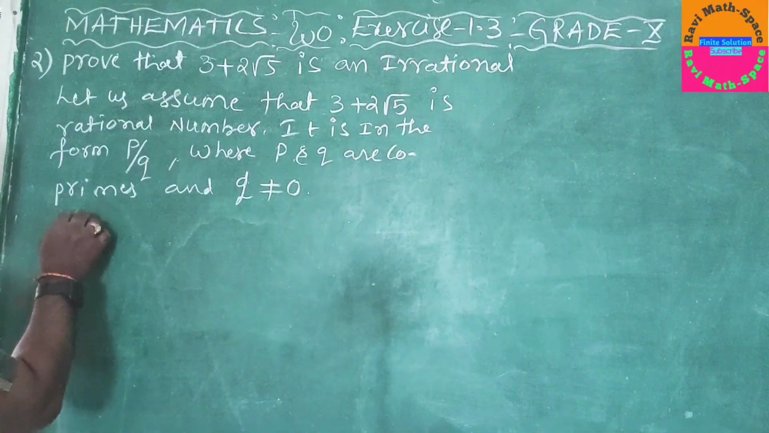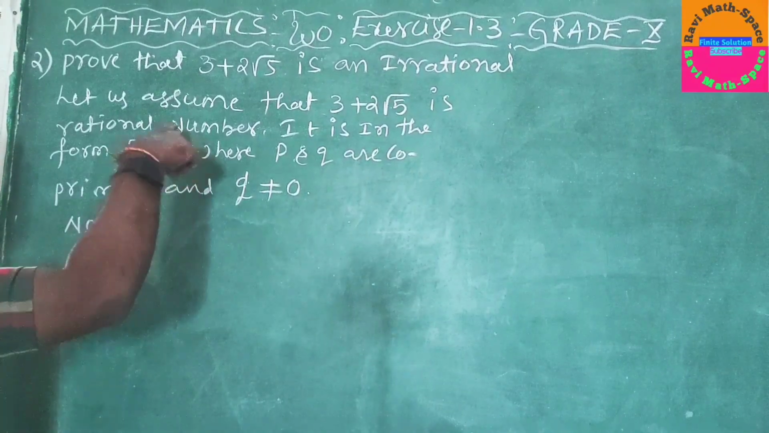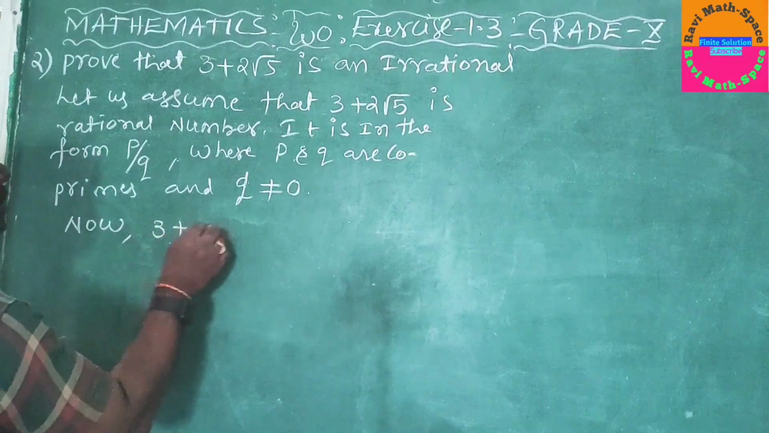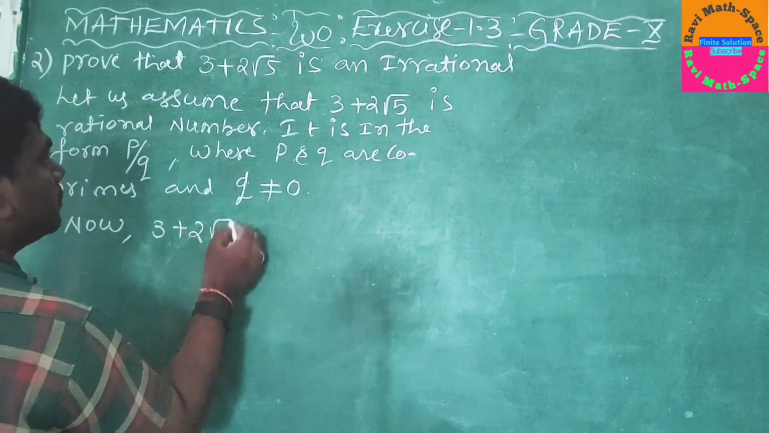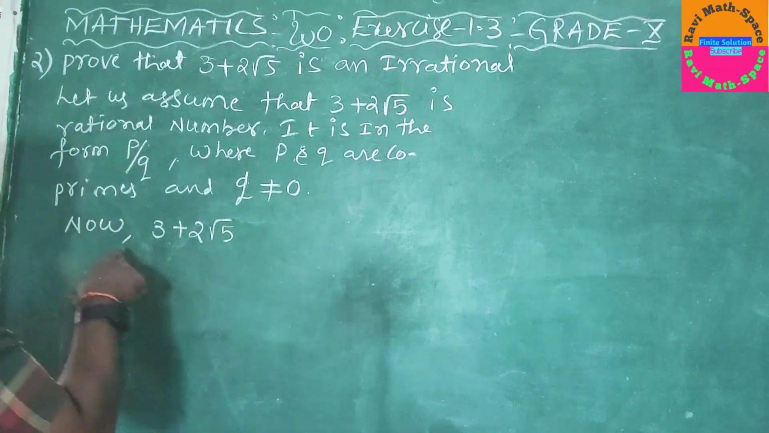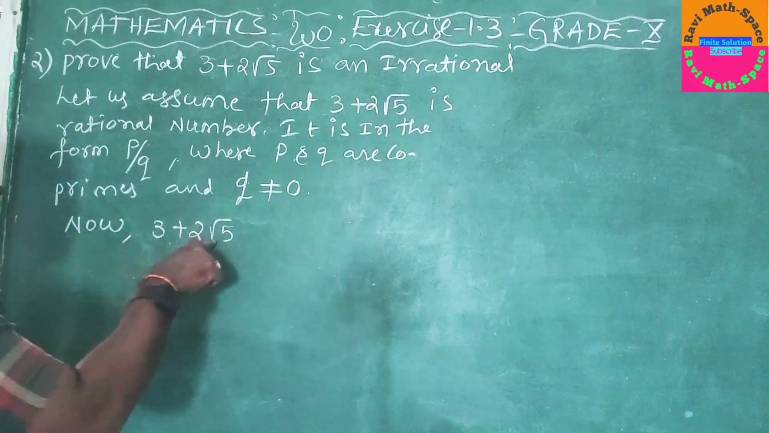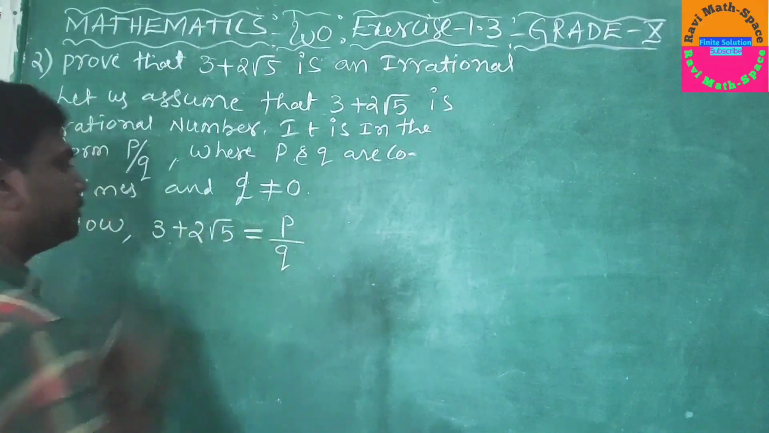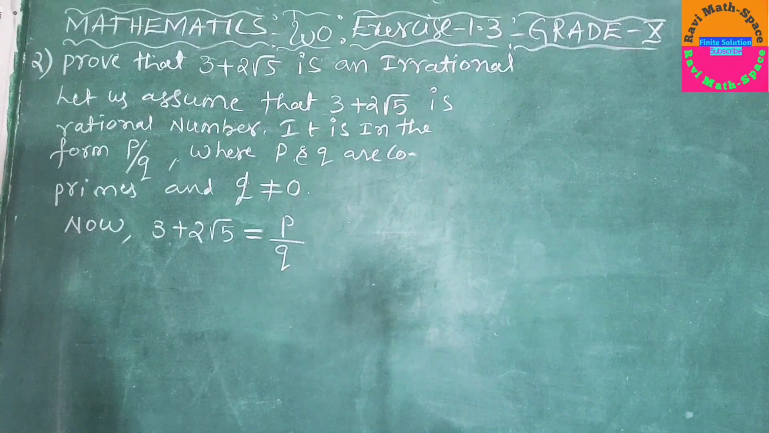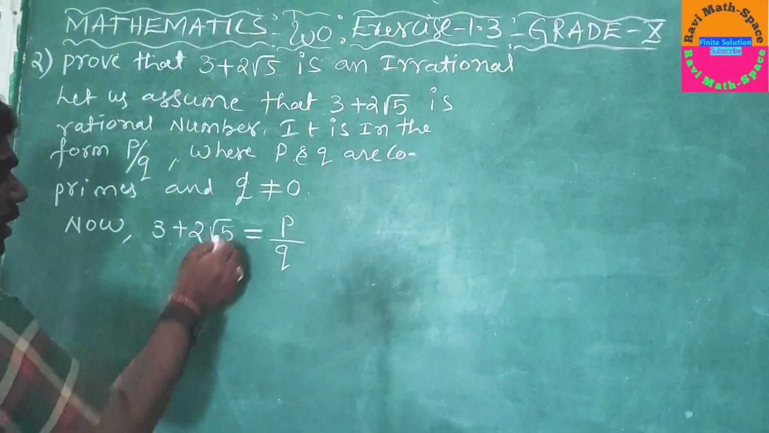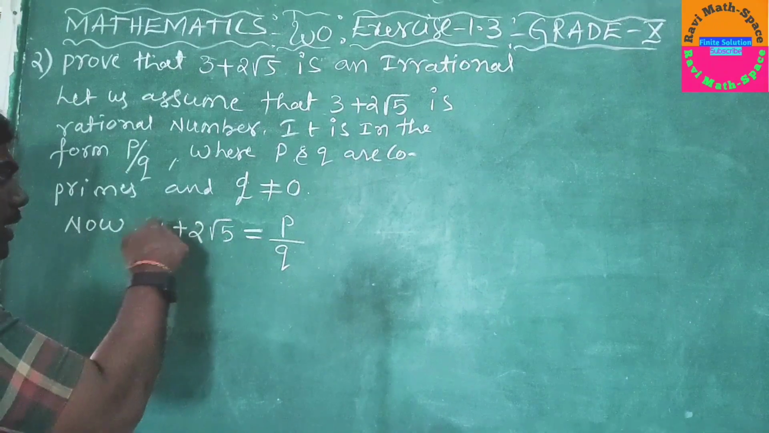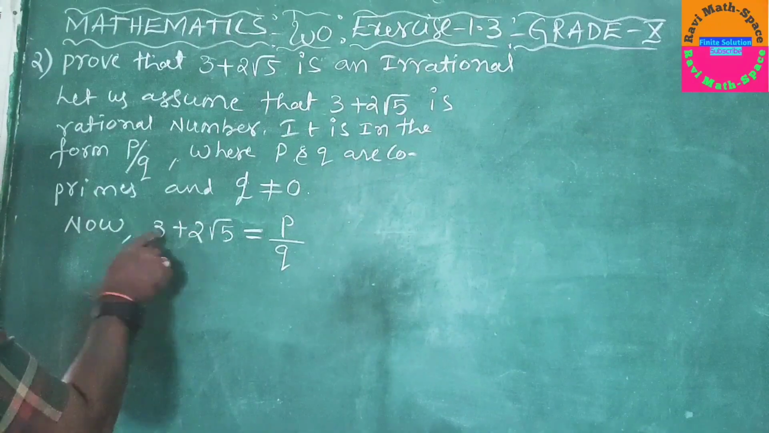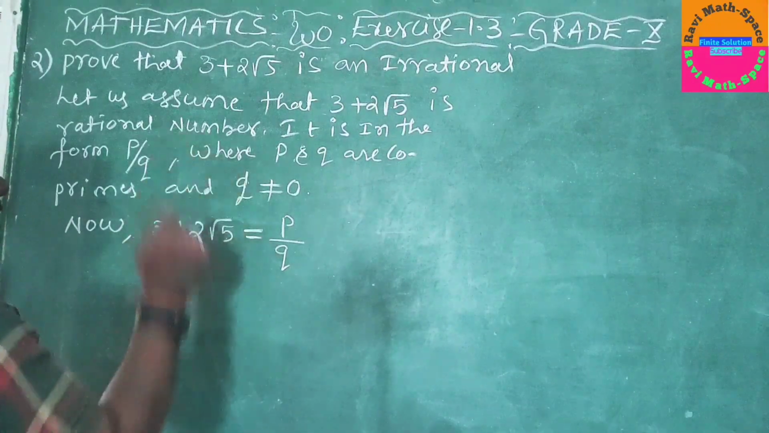Next, the second step. Now this number should be equal to the p by q form. Therefore, 3 plus 2 root 5 equals p by q. So now what should we do? This root 5 you are going to keep here only. Whatever remaining numbers are there, you are going to transpose to that side. So how can we transfer? First, this plus symbol, now you have to transpose that side.